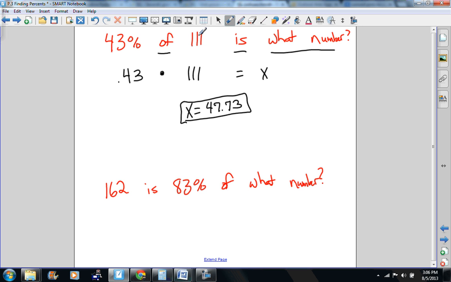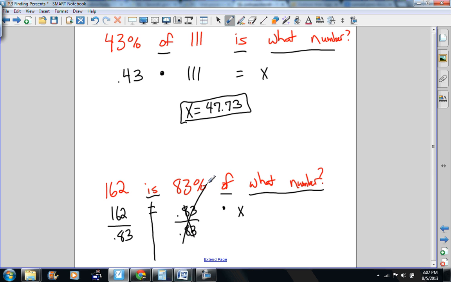Down here on the bottom, same type of problem. Let's identify the key words. Here we have is, here we have of, and here we have what number. Is is equal to, of is multiplication, what number is x. This stays the same. This turns into a decimal, and we have our equation. Now the problem we have, so if we draw the line down the equal sign, the x is not by itself anymore. So to get rid of this 0.83, we're going to have to divide by 0.83 because it's being multiplied by x. We have to do the same thing to both sides.